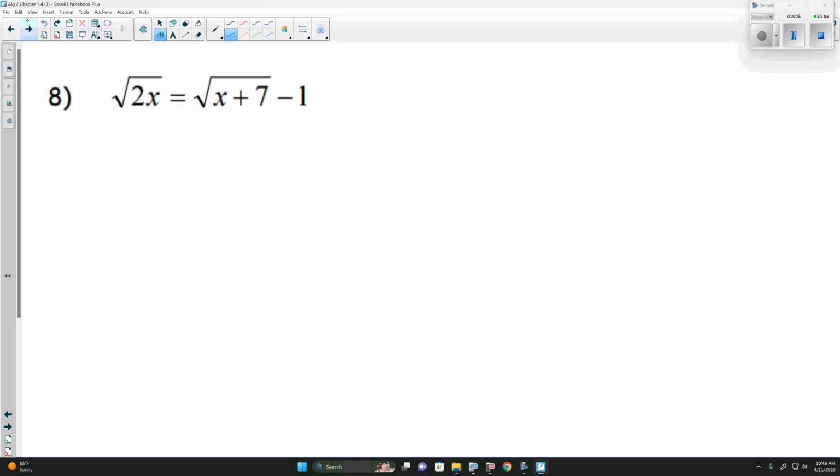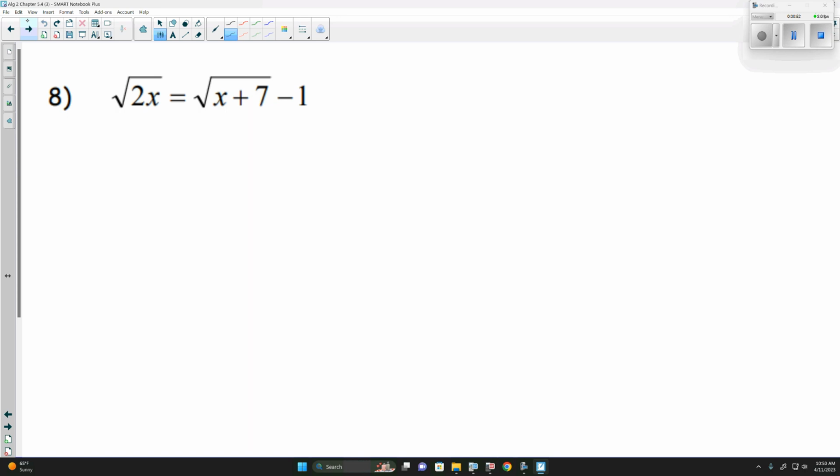Our steps so far for solving radical equations: first, is there one radical? If yes, get it by itself. If no, even them out. The second step was to put both sides to the nth power and simplify from there. Our third step, if there's more than one radical, repeat steps 1 and 2. And the last step was to solve.